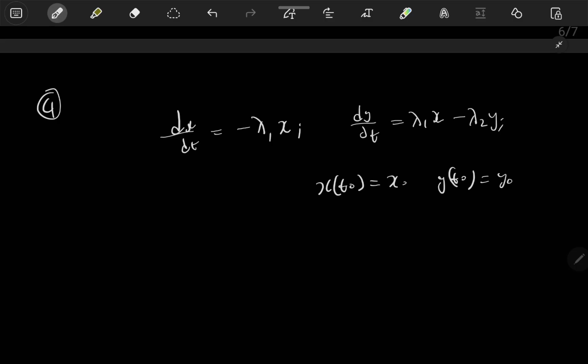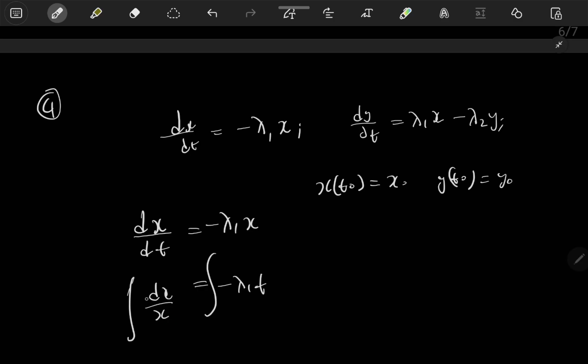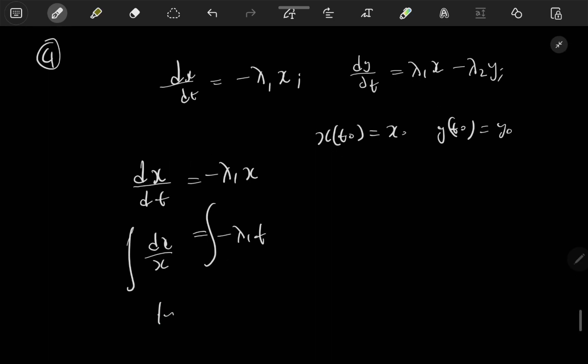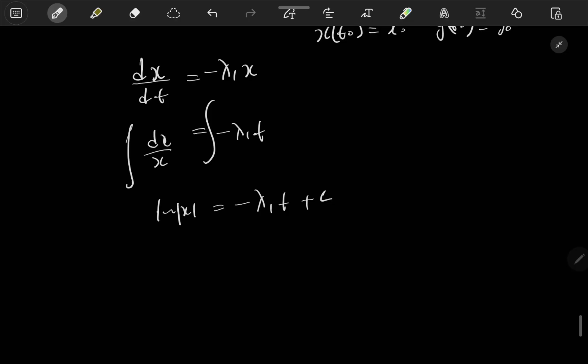So I think the most obvious thing that I would try to do here: dx/dt is equal to negative lambda 1 x, which is that one. To me this looks really separable. I can take dx and x here, and I'll have negative lambda 1 dt. Then I can integrate both sides. I'm having ln of x here, and then remember the absolute value. Then here I'm yielding negative lambda 1 t plus c, this constant that I get after integration.